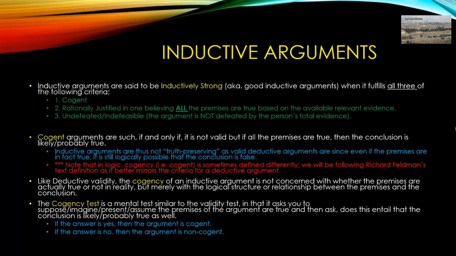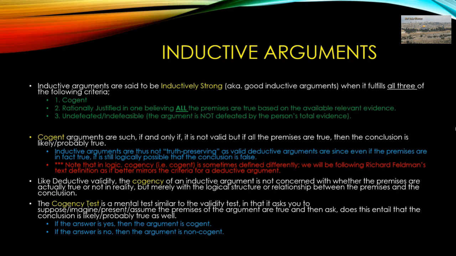We're defining that differently. We're following Richard Feldman's definition, and again, I think it better mirrors the way we're learning about deductive arguments, and is a better way of going about this. So for us, it's flipped upside down, right? Richard Feldman says cogency is akin to validity, and then we have deductive strength and we have inductive strength, which factors in the multiple criteria there. Just understand that if you look up cogency on the internet, you might get varying definitions.